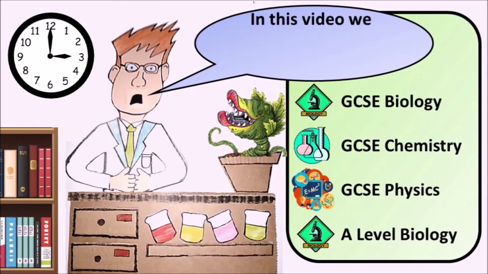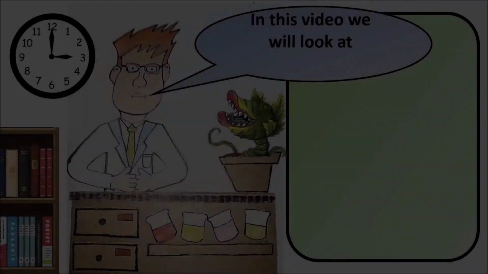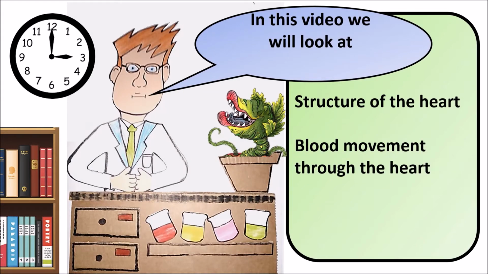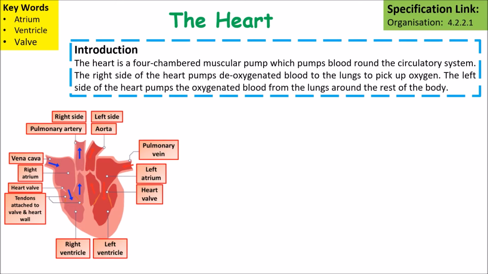In this video we will look at the structure of the heart and blood movement through the heart. So the heart is a 4-chamber muscular pump which pumps blood around your circulatory system. The right hand side of the heart pumps deoxygenated blood to the lungs where it picks up oxygen. The left hand side of the heart pumps it around the rest of the body.